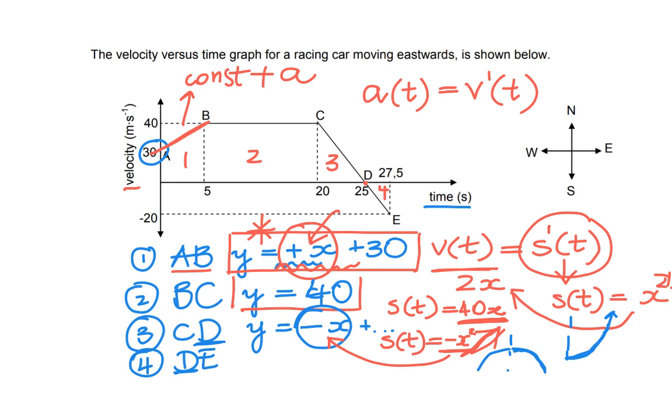In section BC, I will have zero acceleration, because acceleration is the derivative of velocity, and this is a straight line, so the derivative will be zero. In section CD, I've got a negative gradient, so I'm looking at constant negative acceleration, and so the same in section DE.